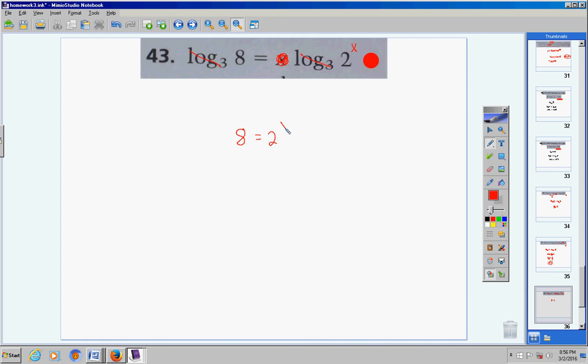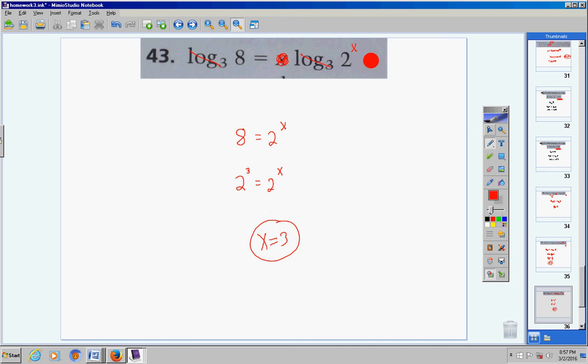Now this is not easy. This is an exponential equation. That's not easy. So how do we solve that? Well, we try to write both sides with the same base. Well, 8 is the same thing as 2 to the 3rd power, is it not? Equals 2 to the x. So now I've written both sides with the same base. So now, obviously, 2 to the third power equals 2 to the x. This x has to be a 3. So my answer is 3.